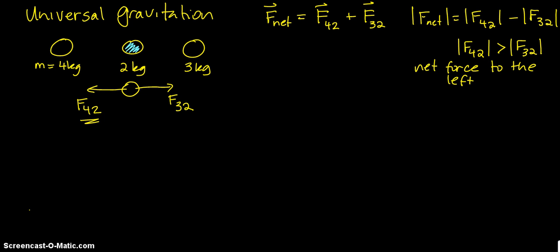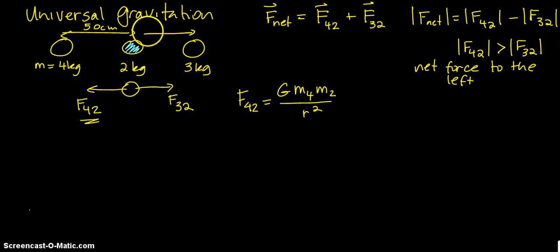So first, let's find the force of the 4 kilogram mass on the 2 kilogram mass. Force of 4 on 2. That's going to be the universal gravitational constant times the mass of the 4 times the mass of the 2 divided by the distance of separation squared. Oh, I haven't decided on any distances of separation. Well, let's say this distance right here is 50 centimeters, and this distance right here is also 50 centimeters. So the 2 kilogram is halfway in between the 4 and the 3.